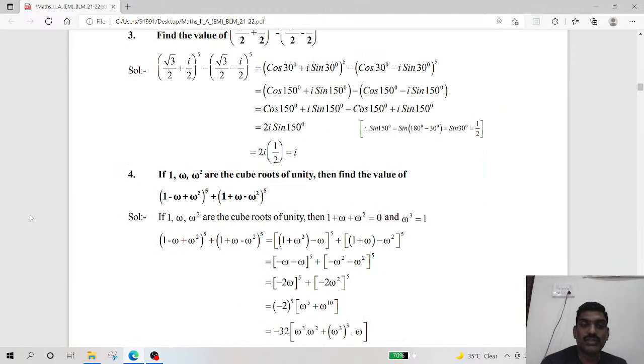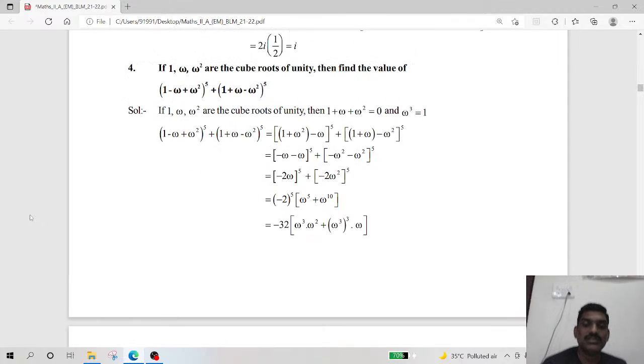Next, 1, omega, omega square are the cube roots of unity. Then find the value of 1 minus omega plus omega square whole to the power of 5 and 1 plus omega minus omega square whole to the power of 5. 1 plus omega square value write down and 1 plus omega value write down. Simplify to get the answer.